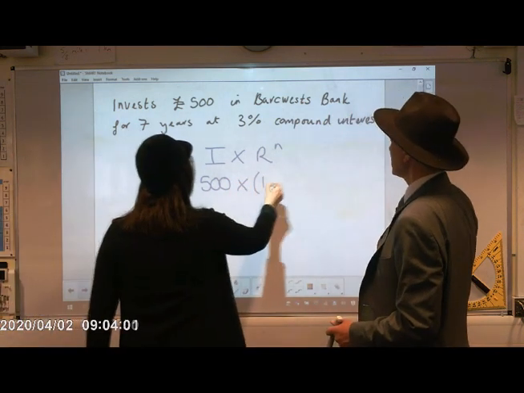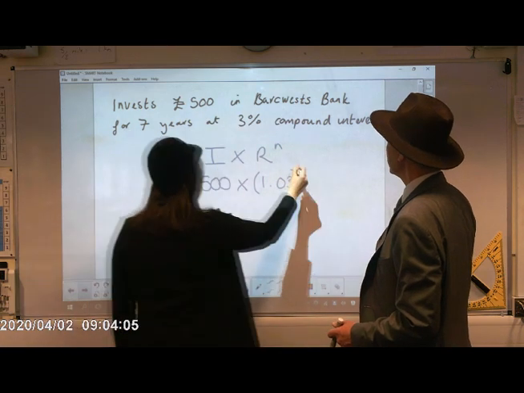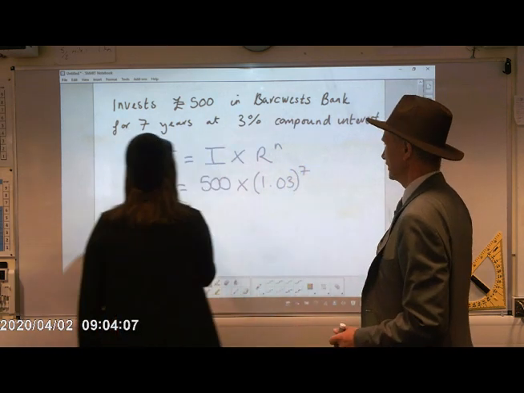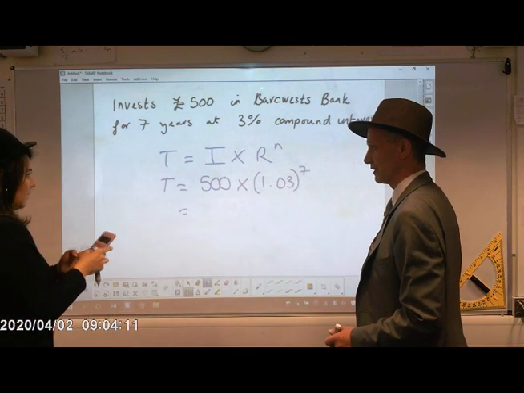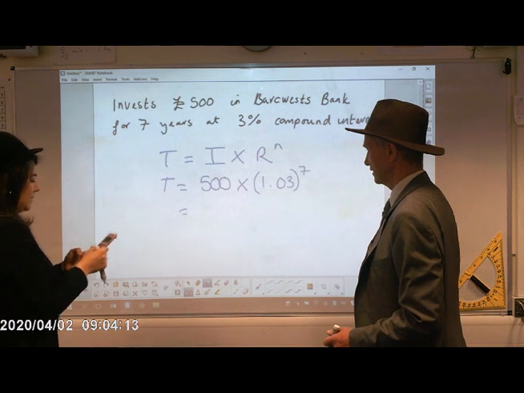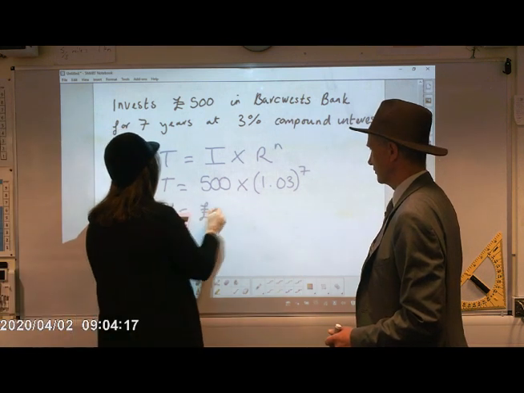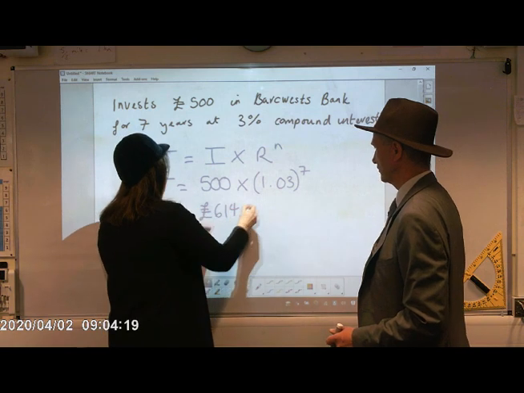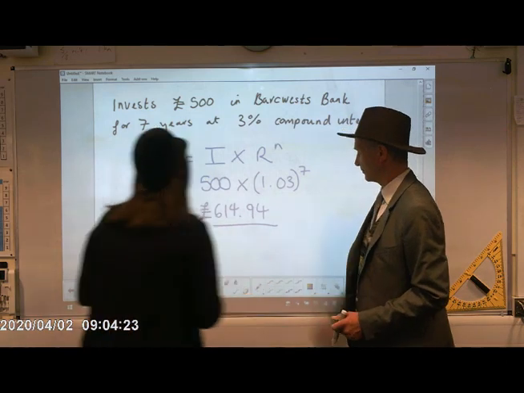So we've got 1.03 because we've got our 100% plus our 3%. Number of years, 7. Let's see how much we've got. Let the calculator do the work, which is brilliant with these ones because this is going to be in a calculator paper, and we're going to show you some more complicated versions next, and therefore you need to be super quick with this bit because you'll have more to do. And there's our amount, £614.